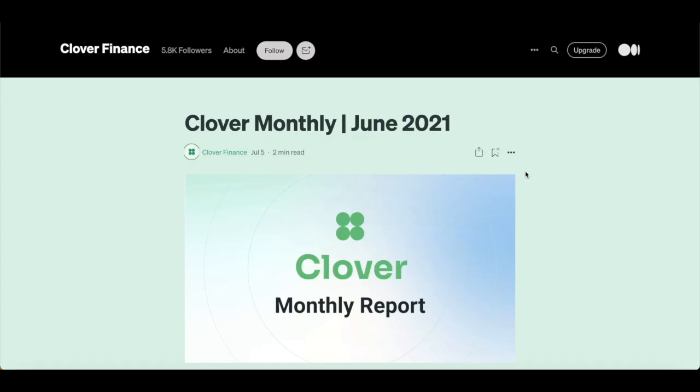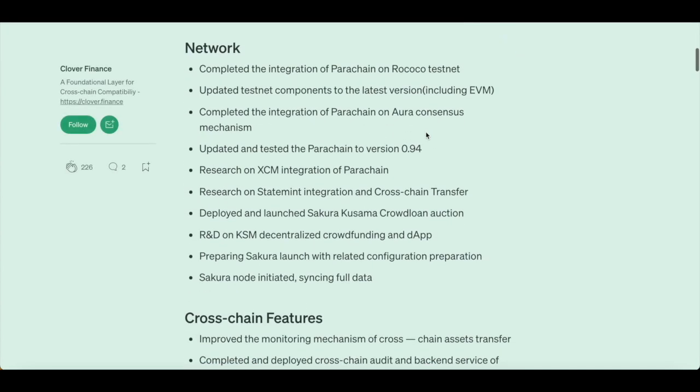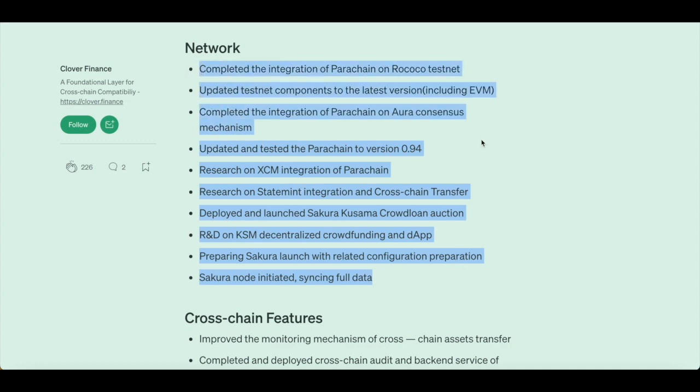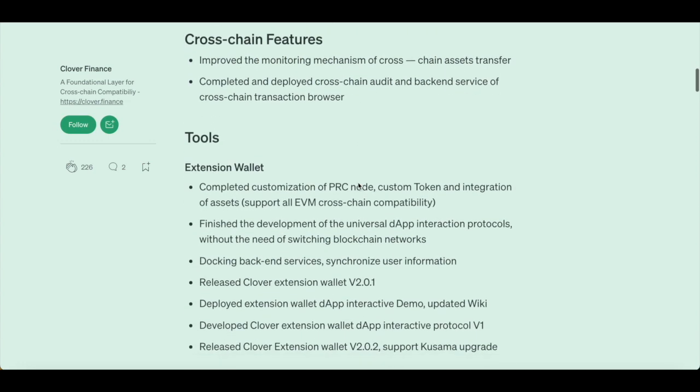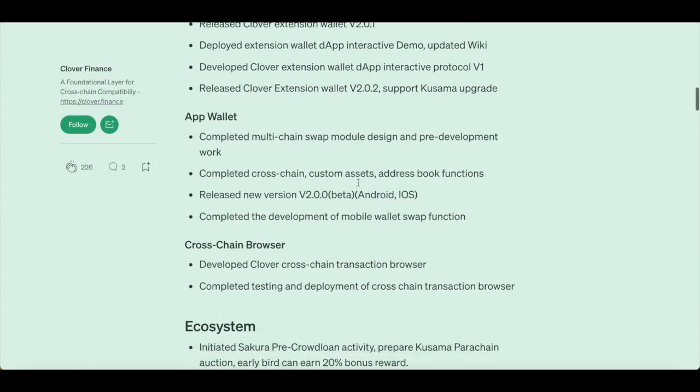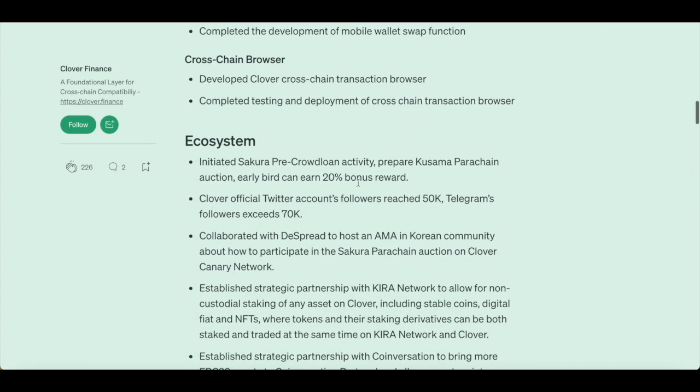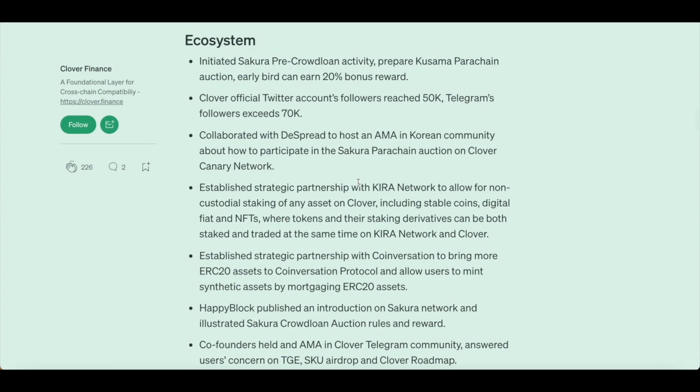Now let's get on to some reports, some updates from Clover. Now this was in the month of June 2021. For everyone who doesn't know, there's a few things that happen in the network, and most people are not going to even understand these things. And why should you? I actually don't expect you to. But what I do expect you to try to understand is what's going on in the ecosystem of Clover Finance.